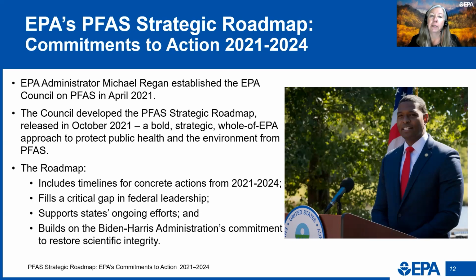The council met Administrator Regan's call through the development of the PFAS Strategic Roadmap, which was released in October of 2021. The roadmap does several things. It includes clear timelines for concrete actions from 2021 through 2024. It fills a critical gap in federal leadership, setting a basic floor of federal protection across the country. It supports states' ongoing efforts to tackle PFAS by building critical science, methods, tools, and technology. And it builds on EPA's commitment to restore scientific integrity by making science the foundation of our work.